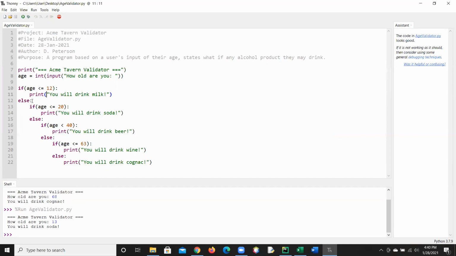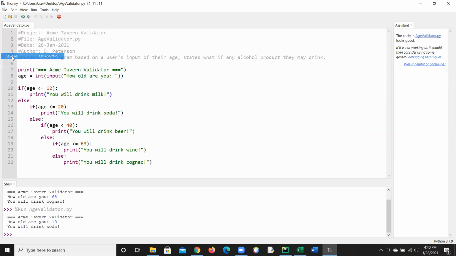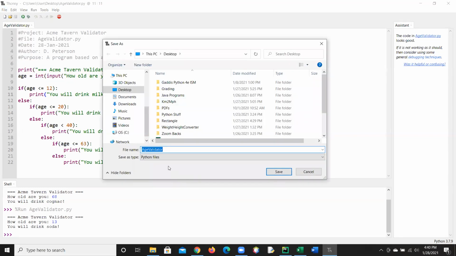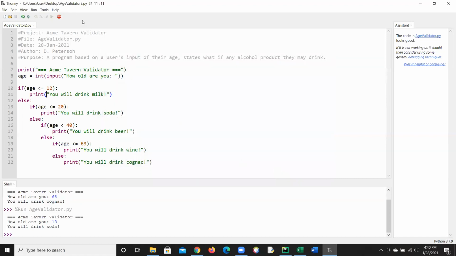I could do this. Okay, so we got this one saved. Let's see if we can save as. Okay, I'm going to save it as validator number 2 now. You guys know how to do that? So now we're in validator 2. Our first one ran fine, right?